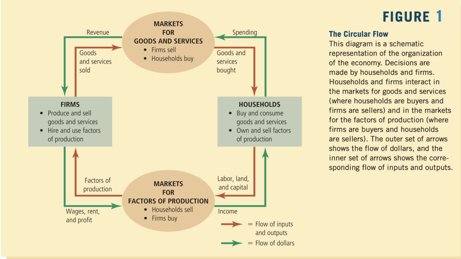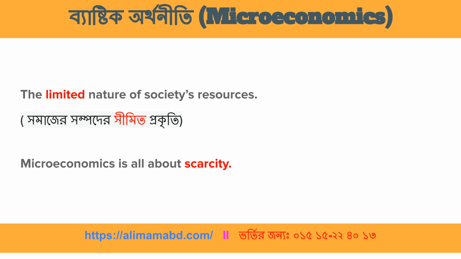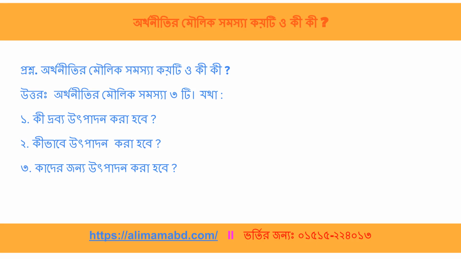This diagram illustrates the circular flow, showing the interaction between households and firms in the markets for goods and services and factors of production. Microeconomics fundamentally deals with scarcity, which is the limited nature of society's resources. What are the basic problems of economics? There are three main problems: what goods to produce, how to produce them, and for whom to produce them.